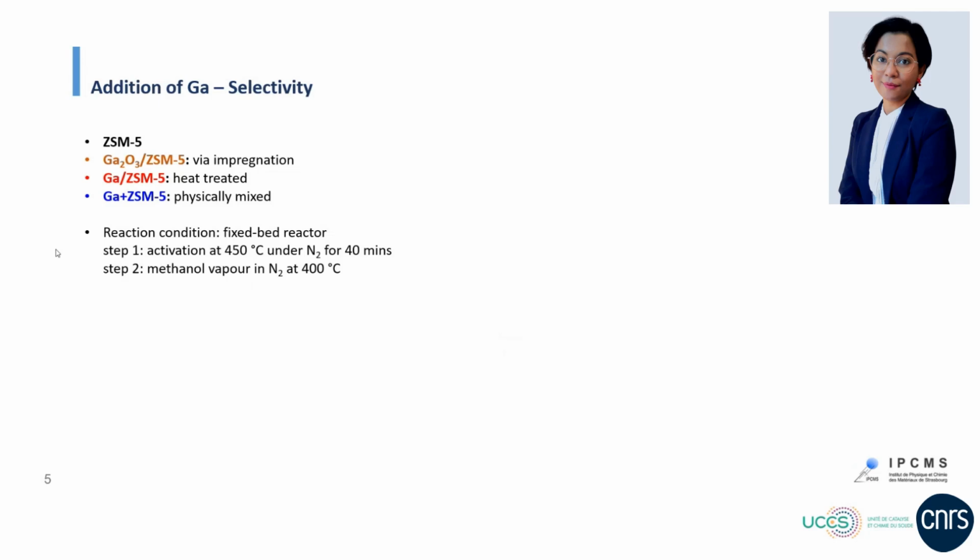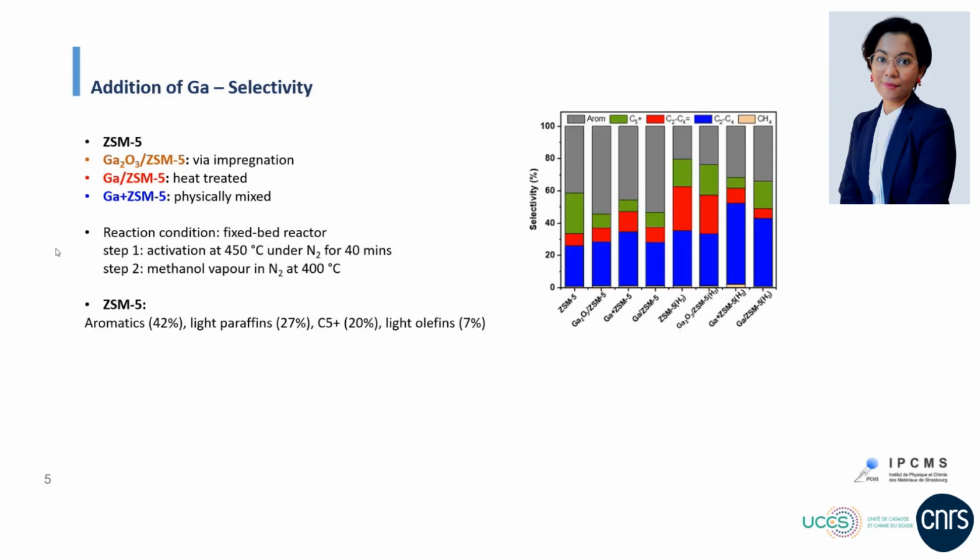In terms of the reaction, we have carried out the reaction in a fixed bed reactor, which consists of two steps. Step 1 is an activation step at 450 degrees under nitrogen for 40 minutes. Step 2 is introducing methanol vapor in nitrogen at 400 degrees Celsius to see the conversion. And here in the figure, it represents the selectivity of the different products.